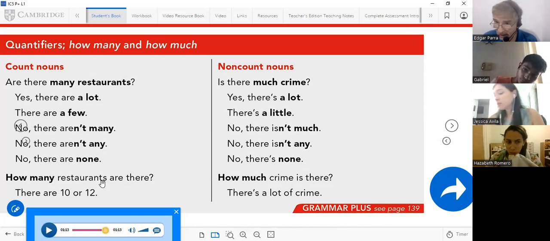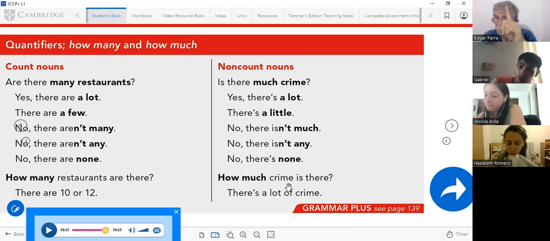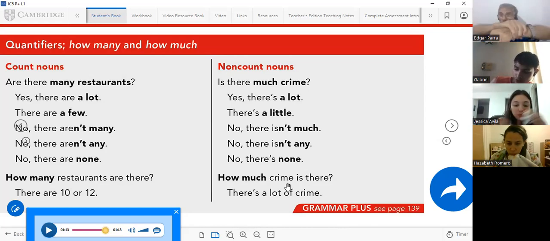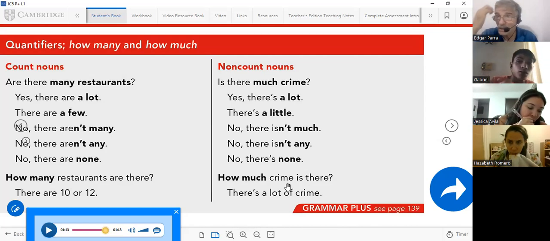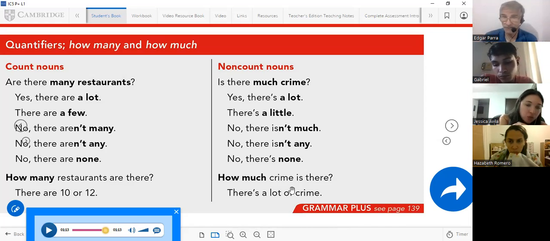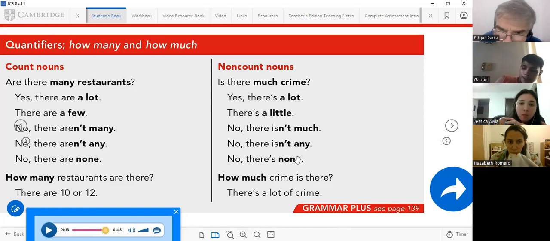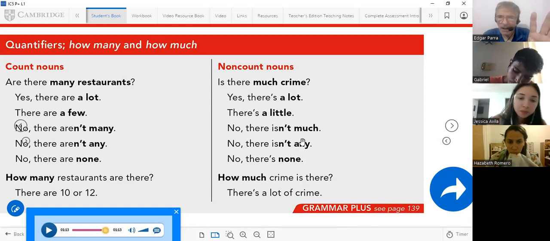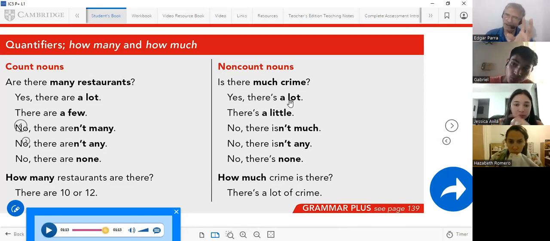Do you understand this? Is it clear? Any question? How much crime? Crime is in singular. How much crime is different when you say how many criminals the police caught. How many criminals? Because you're talking about people. But crime is singular. So you say how much. If there is no crime, you say none. There isn't any, or there isn't much. There is a lot of crime.